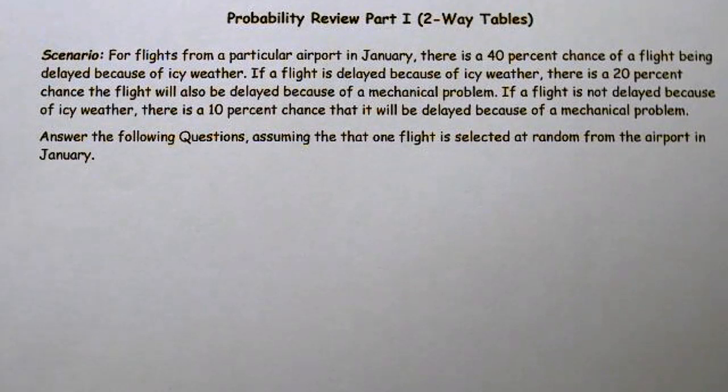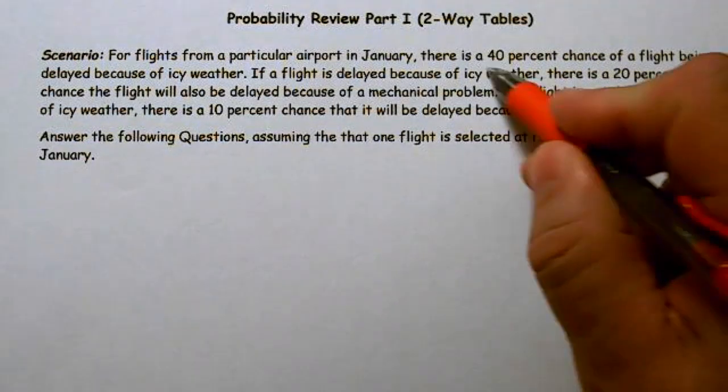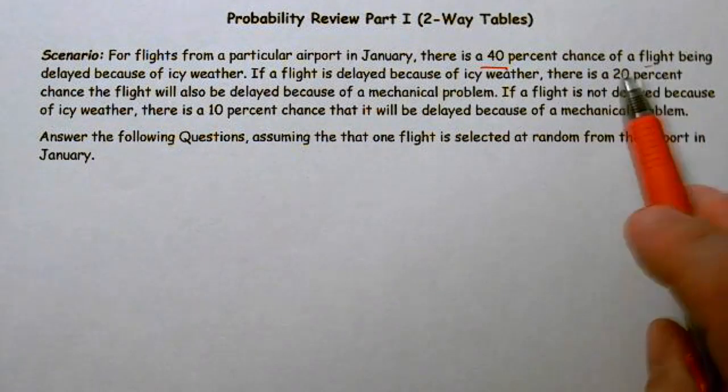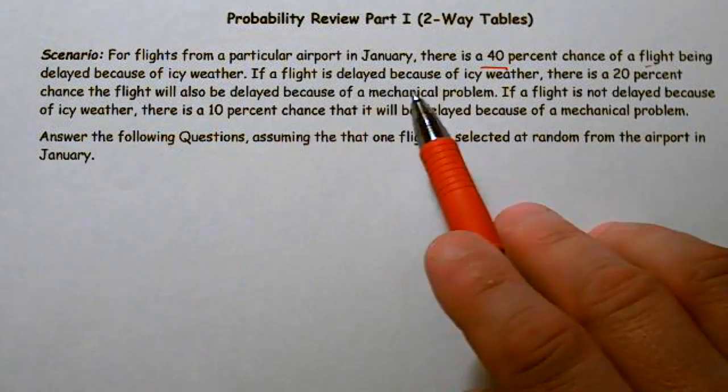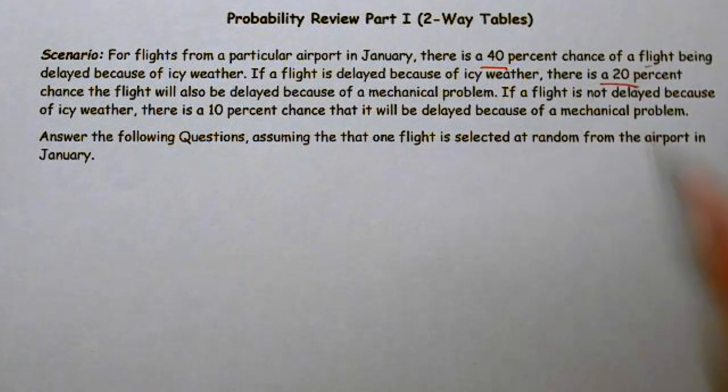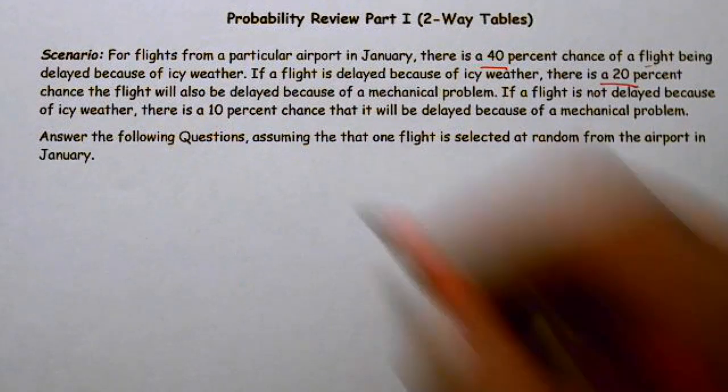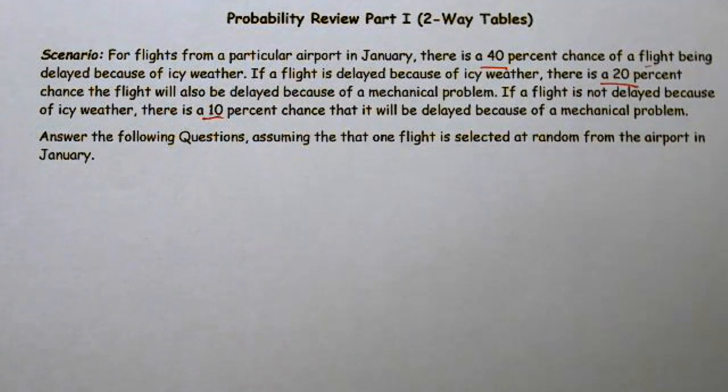For flights from a particular airport in January, there's a 40% chance of a flight being delayed because of icy weather. If a flight is delayed because of icy weather, there's a 20% chance that the flight will also be delayed because of a mechanical problem. If the flight is not delayed because of icy weather, there's a 10% chance they'll be delayed because of a mechanical problem. Answer the following questions, assuming that one flight is selected at random from the airport in January.